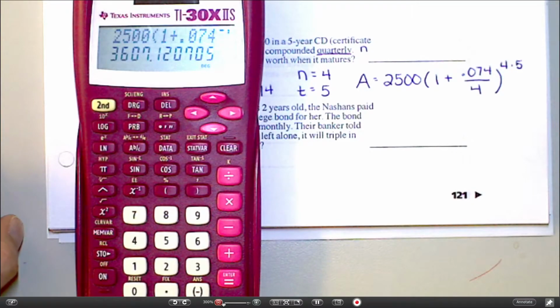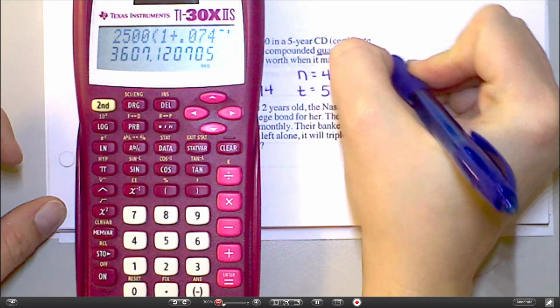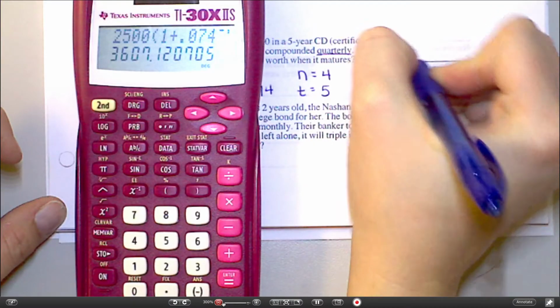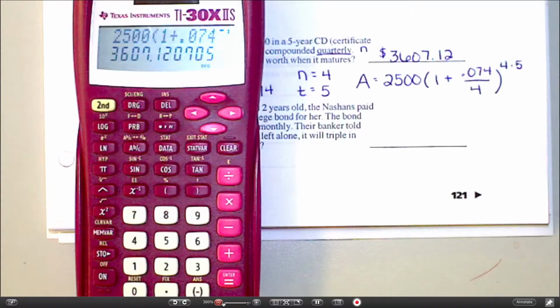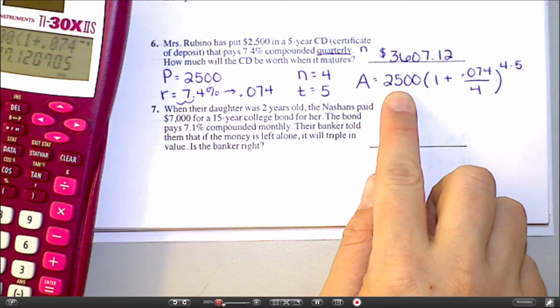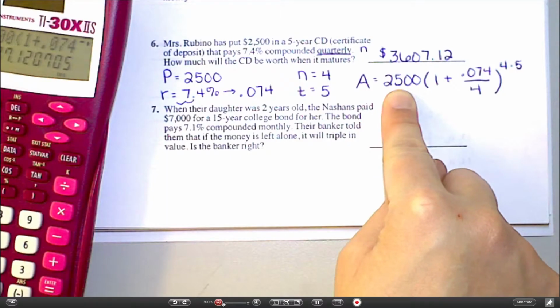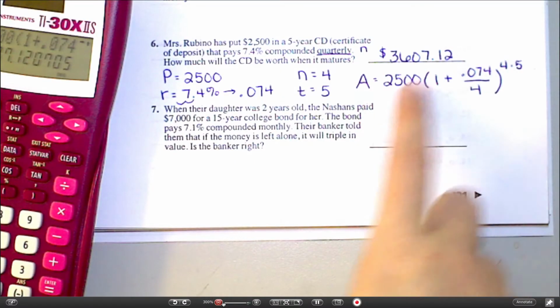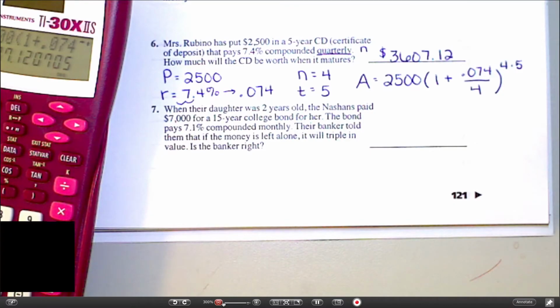Should come out to that. That's money, so we're going to round to 2 decimal places. $3,607.12. Now, these answers should come out reasonably, which means if I invested $2,500 in a CD, which is a pretty high interest account, 5 years later I could maybe expect it to go up to $3,600. What I could not expect is for it to turn into like $4.5 million.